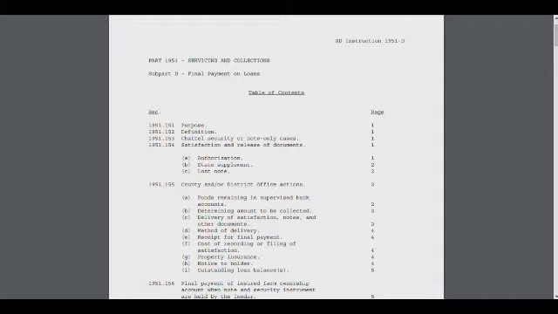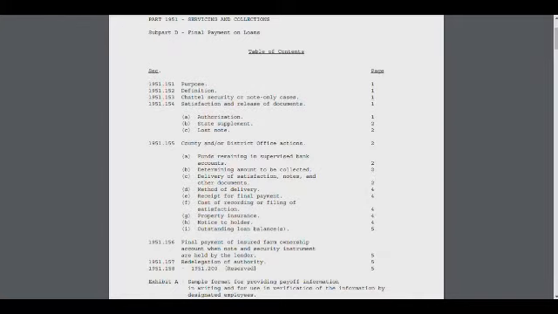1951.155 County and/or district office actions. Funds remaining in supervised bank accounts. Determining amount to be collected. Delivery of satisfaction notes and other documents. Method of delivery. Receipt for final payment. Cost of recording or filing of satisfaction. Property insurance. Notice to holder. Outstanding loan balances. Final payment of insured farm ownership account when note and security instrument are held by the lender.